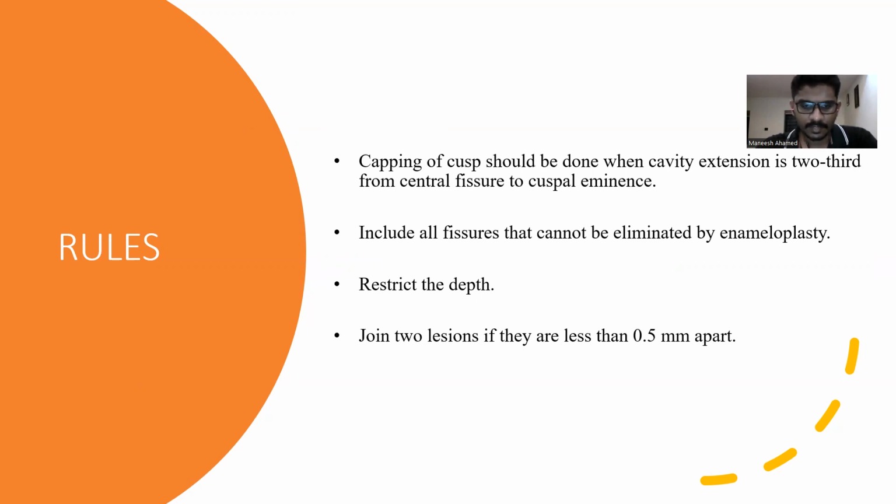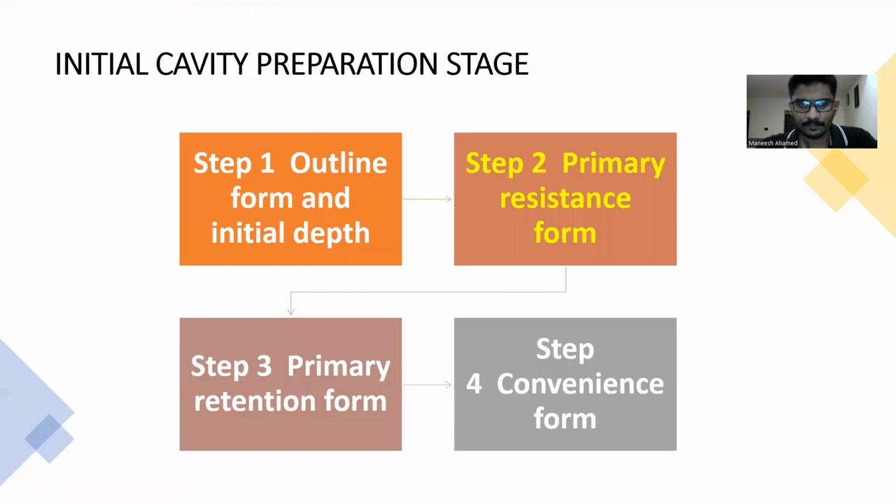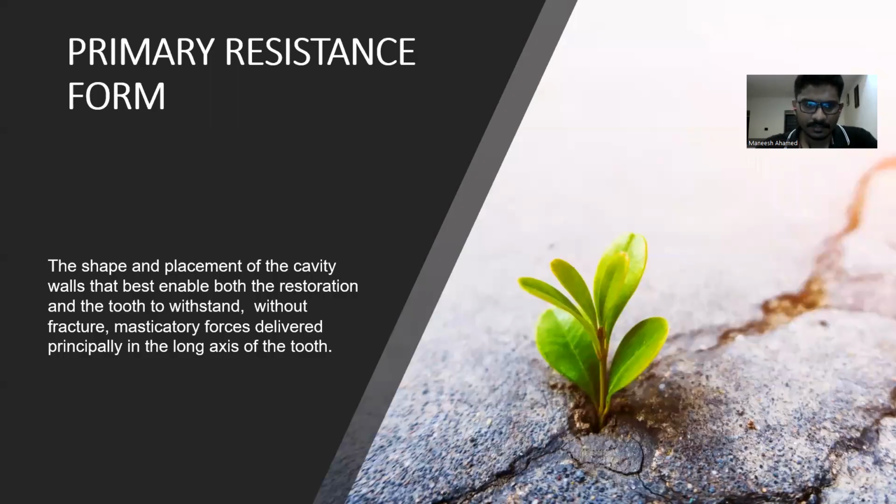The depth of the cavity should be restricted as much as possible. The preparation should be as conservative as possible. We should join two lesions if they are less than 0.5 millimeter apart, which I have explained earlier. Coming to the second step in initial cavity preparation, that is primary resistance form. Let's see what primary resistance form is.